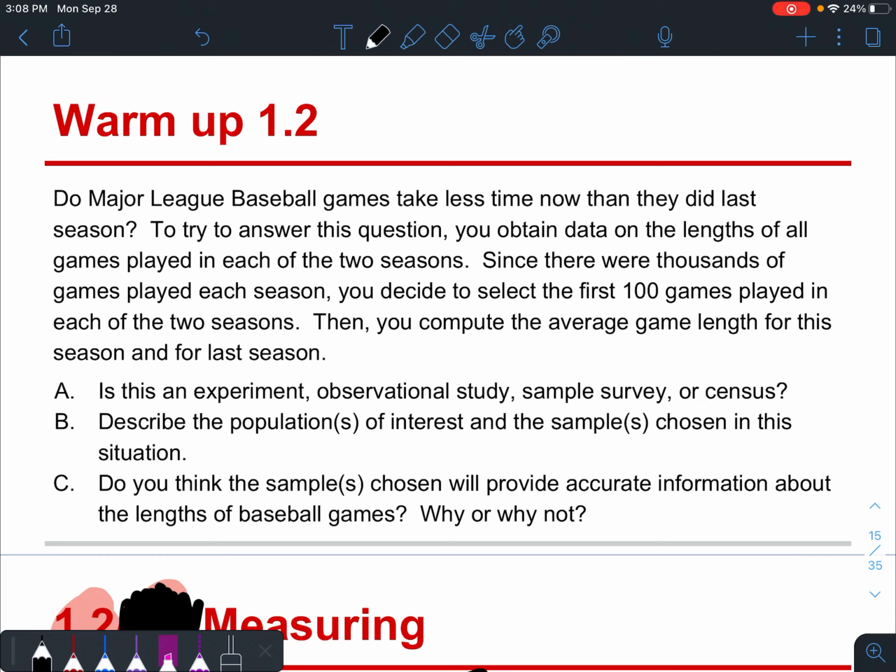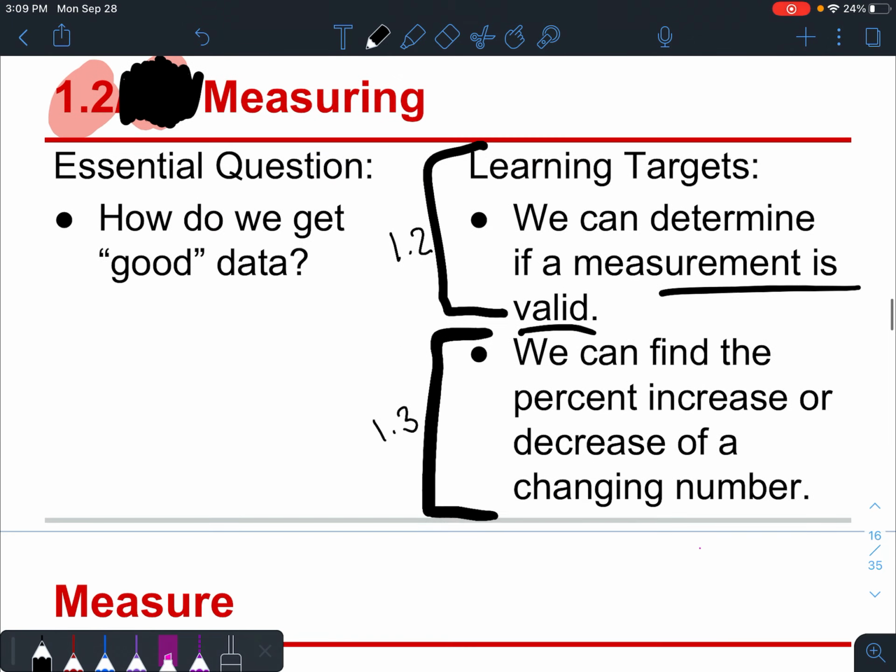So first of all, you've got a warm up. If you want to pause the video, read through that, come up with some answers to those questions, and justify your responses. Just know that a lot of times there's going to be more than one right answer for questions in this class. So take a look at that and come up with some answers for what you think.